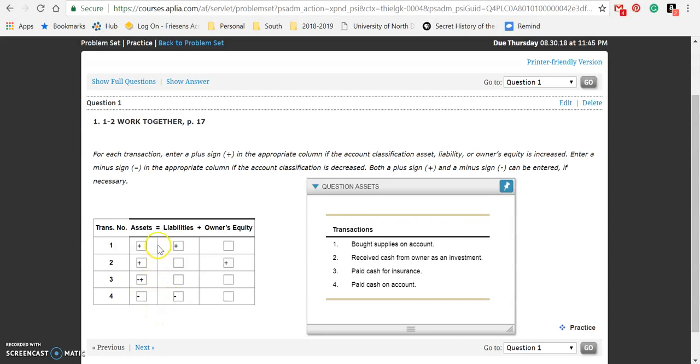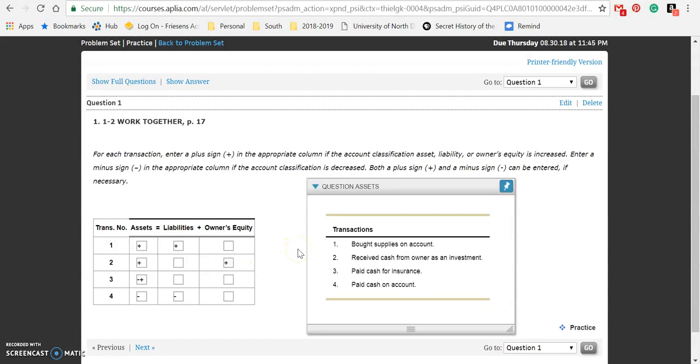You always have to remember where that equal sign is and kind of draw that line. If you're on opposite sides, they should be the same sign. If you're on the same side of the accounting equation, they should be opposite. Remember, we always want this equation, assets equals liabilities plus owner's equity, to be equal.